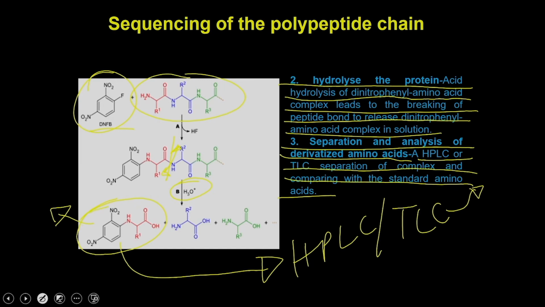Once this is done, you can do another reaction for R2 and R3 and R4 and so on, and you can complete these reactions every time. Every time it is going to react with the new N-terminus amino acid, and that is how you can deduce the complete sequence of that particular peptide.